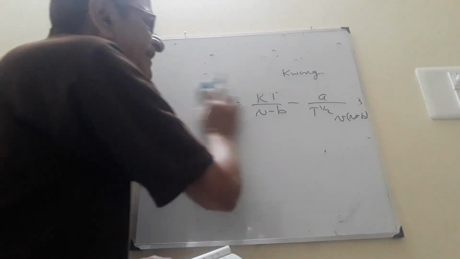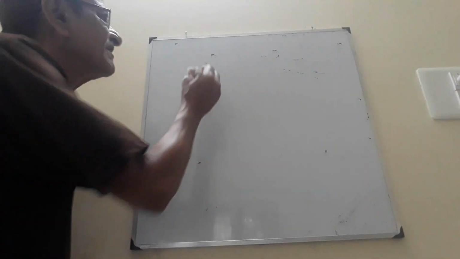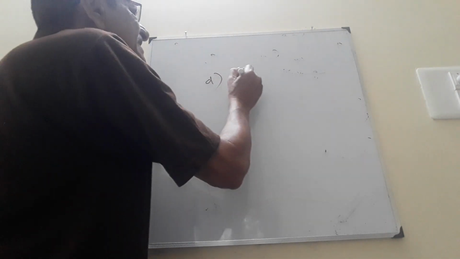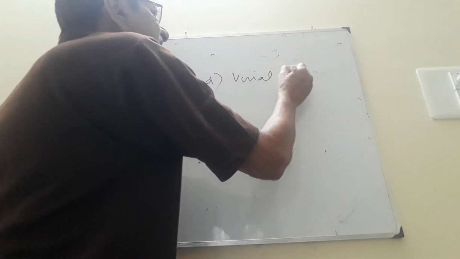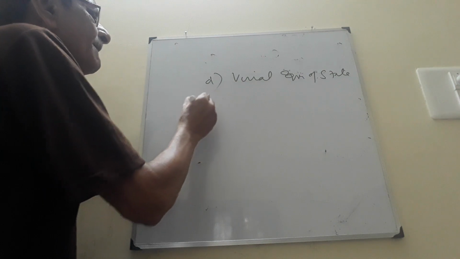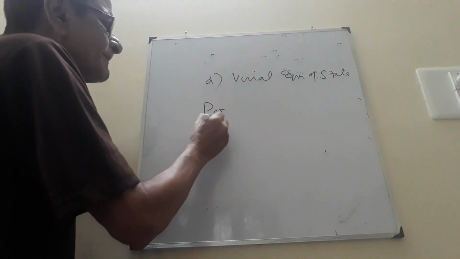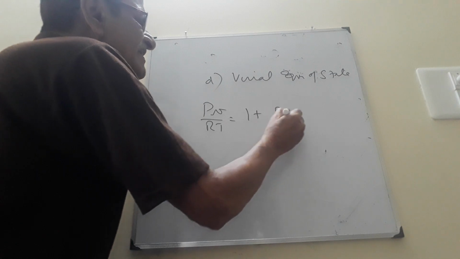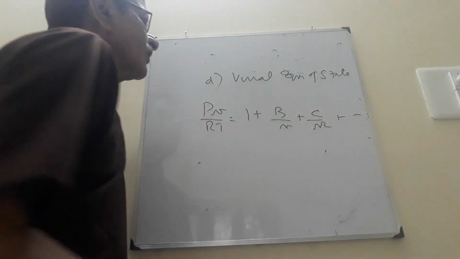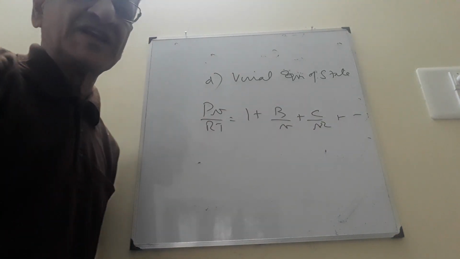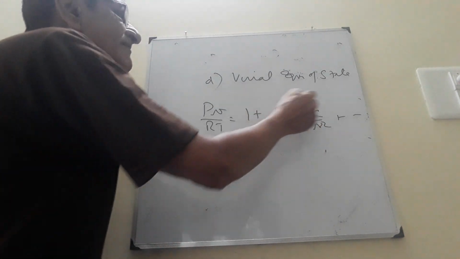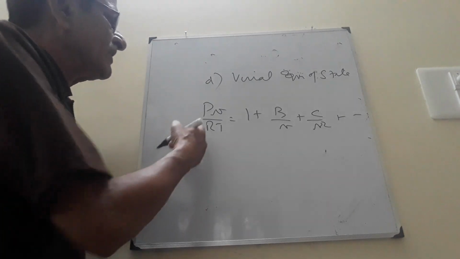Now, the fourth we'll take is the virial equation of state. It's of the form PV by RT equal to 1 plus B by V plus C by V squared, etc. So, B and C are called the virial constants. This is a volume explicit equation where volume appears explicitly. If B and C are 0, we get the ideal gas law.